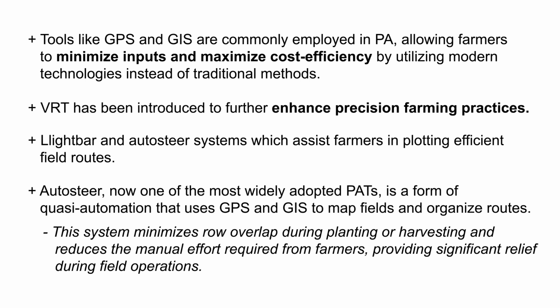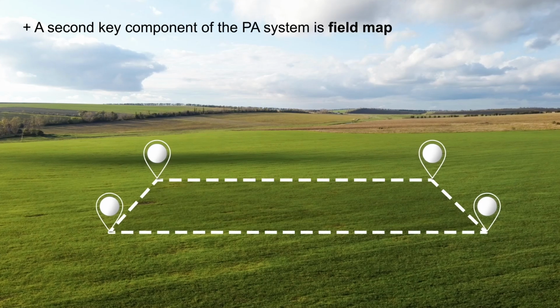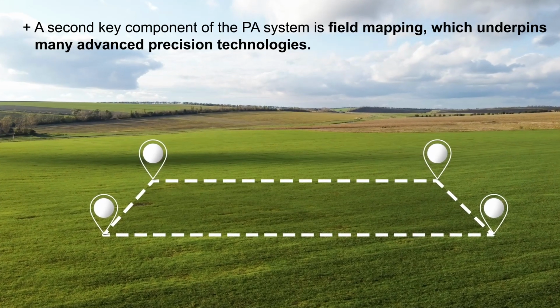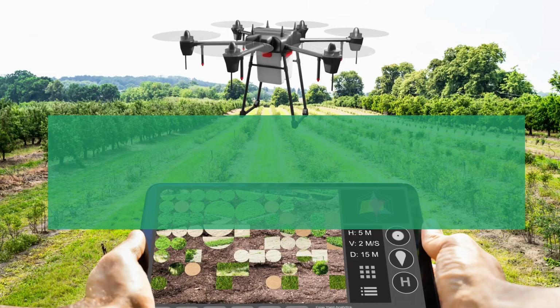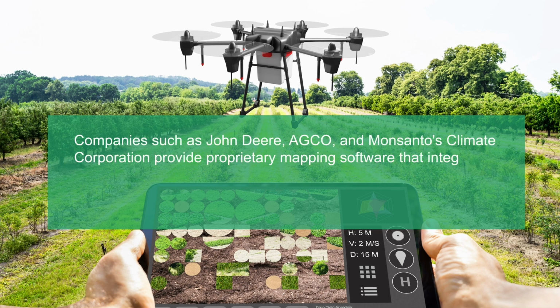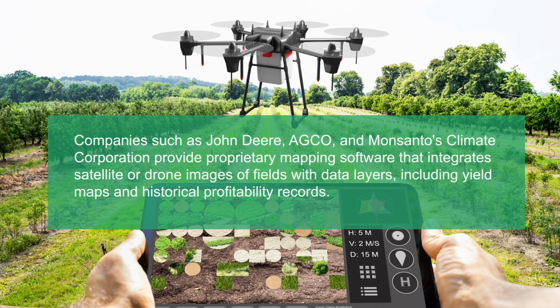during field operations. A second key component of the PA system is field mapping, which underpins many advanced precision technologies. Companies such as John Deere, AGCO, and Monsanto's Climate Corporation provide proprietary mapping software that integrates satellite or drone images of fields with data layers, including yield maps and historical profitability records.